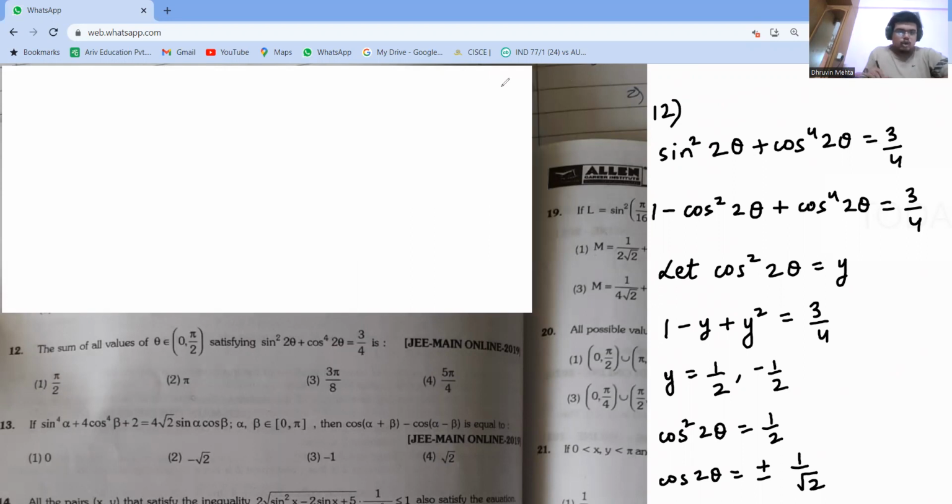So when we solve cos 2 theta equal to 1 by root 2, tell me guys, cos of which angle is 1 by root 2? 45, which is pi by 4. And then the fourth quadrant will come, but we won't take that because it will exceed 0 to pi by 2.